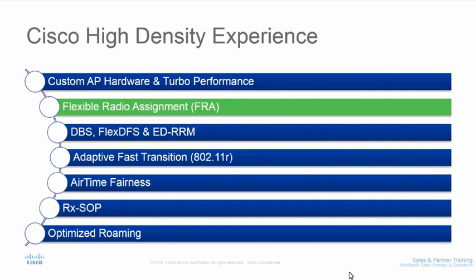A couple of people, by the way, asked a question. The XOR radio, is it only available on the 2800s and the 3800s? And today that is true. Yeah, the 2800s and the 3800 Wave 2 access points are the only access points where we have this thing called flexible radio assignment, which is the very next thing that we're going to be talking about.